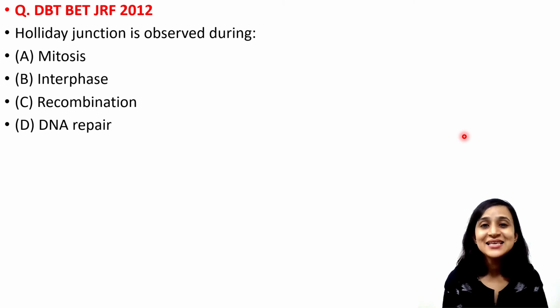So the thing is, we have to choose C, recombination. Because yes, Holliday junction is observed during DNA repair, but that time also recombination takes place. So the priority should be on recombination. So the answer will be C here.